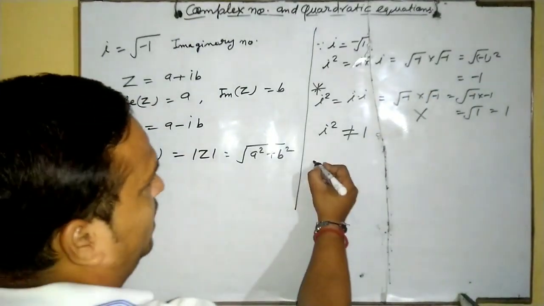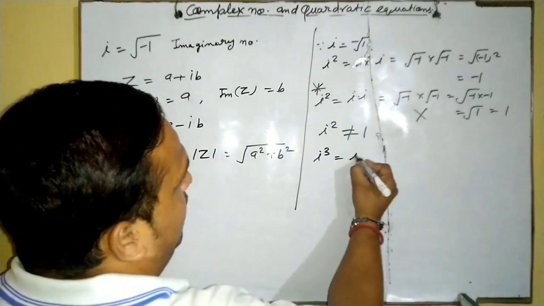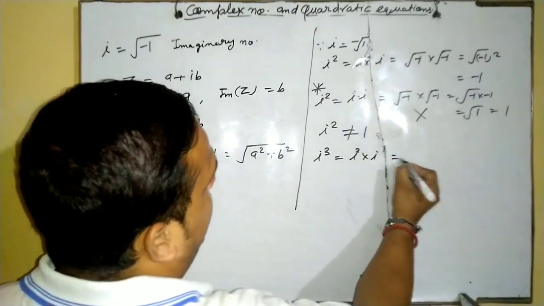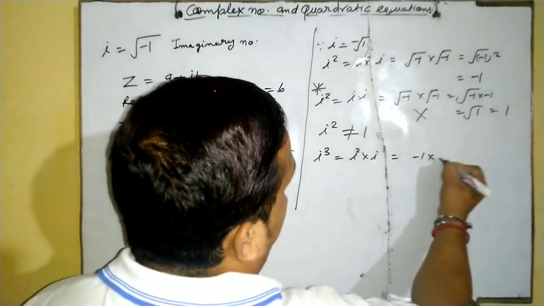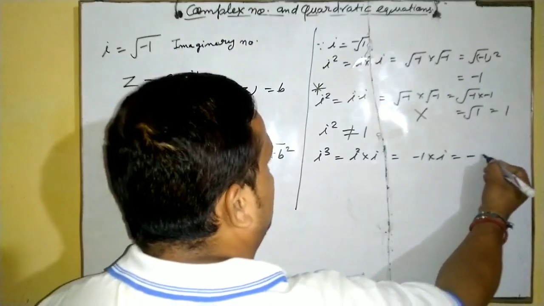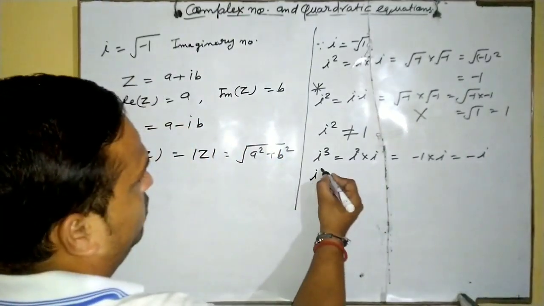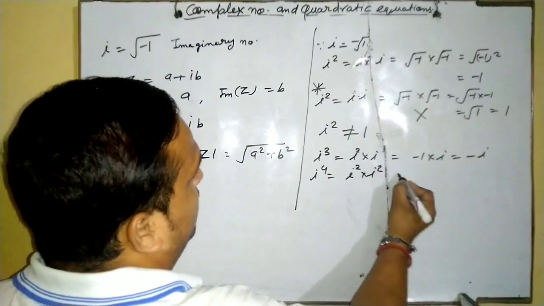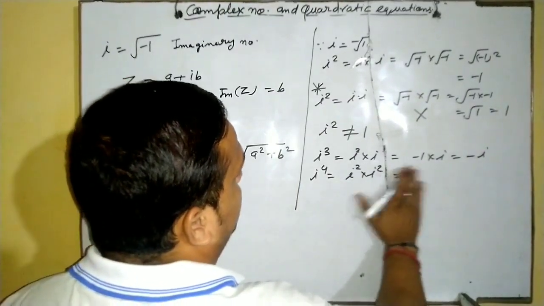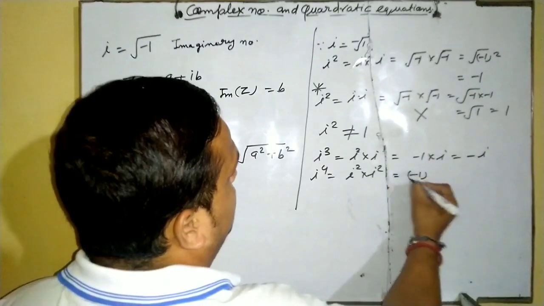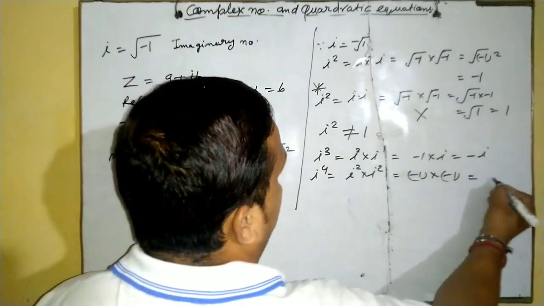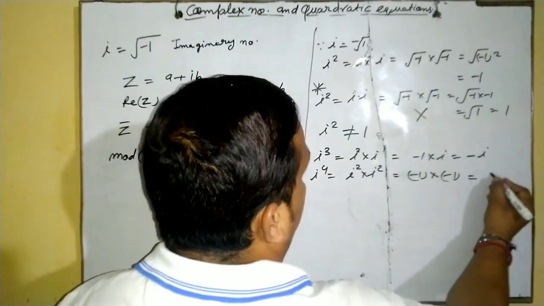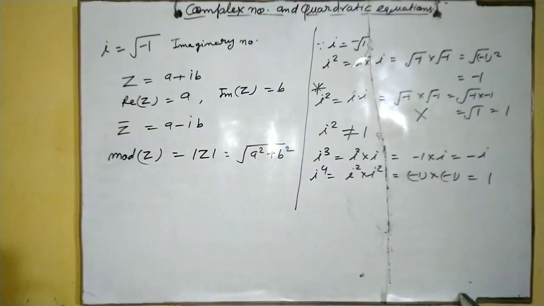And i cube is equal to i square into i. Iota square is minus 1 and i is i, so this will be minus i. And i to the power 4 is equal to i square into i square, which is minus 1 into minus 1, equal to 1. So i to the power 4 is equal to 1. The modulus of z is this.